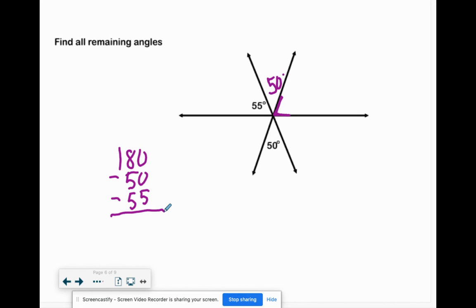What did you get? What's 180 minus 50? Is it 75? Okay. Perfect. So this angle here is 75. We know what this one would be? 75. This one's not 75, it's 55, yep, because it's across from that guy. This one's 50, and this guy would be, bingo. That's it.